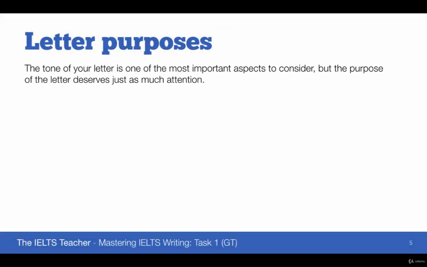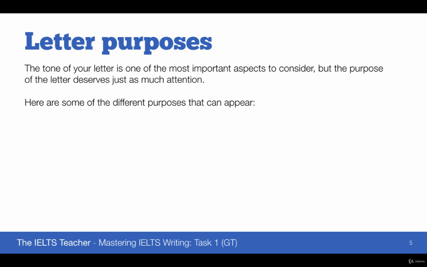The tone of the letter is, of course, one of the most important aspects to consider, these letter types, tones. But the purpose of the letter deserves just as much attention. As we saw from the last lecture in the band descriptors video, it's very important in order to achieve a band 7 or above that we present a clear purpose to the letter with the tone consistent and appropriate. So both of those things very important.